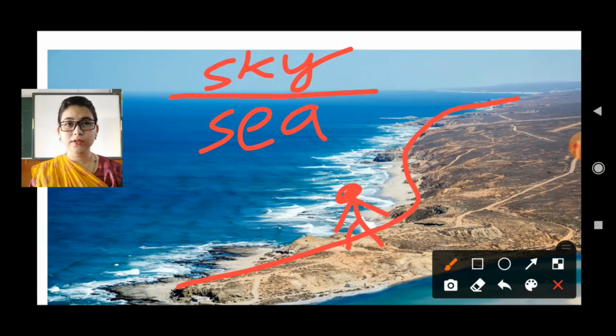Now what is it? It is called the horizon. Okay? So here you can see it appears to meet at some distance, but it is not so in reality. Okay? So if you get a chance to stand on a coast, just see this beautiful view.